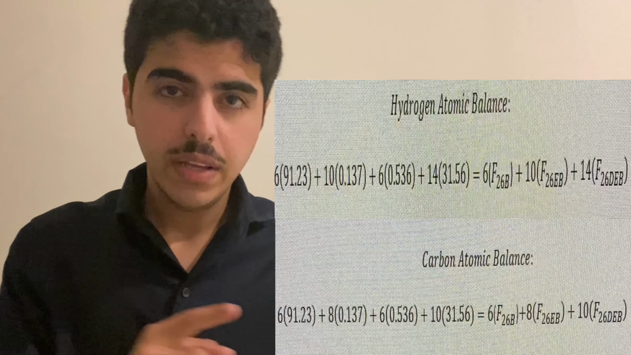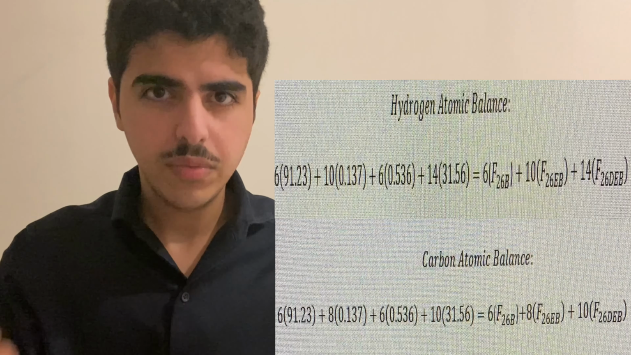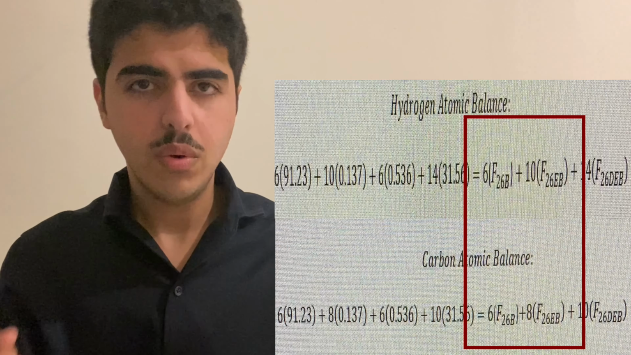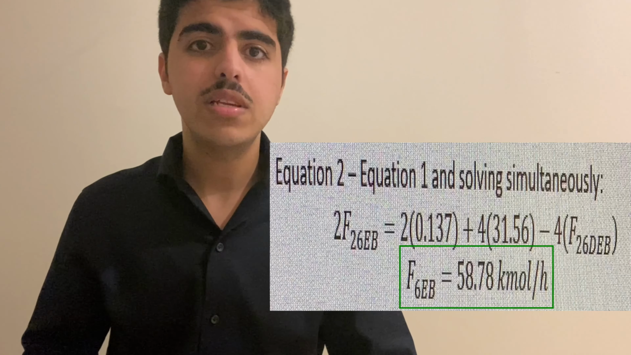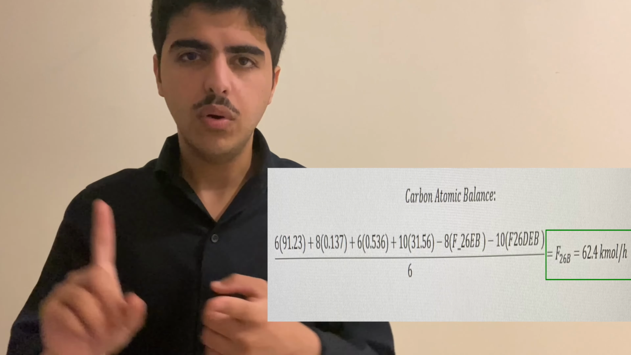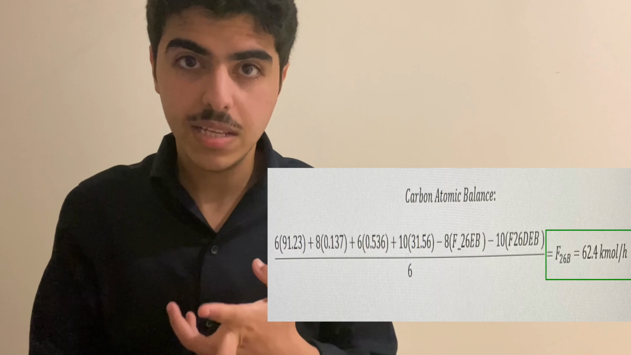We will use it in the atomic balance for the carbon and for the hydrogen. We will have two unknowns and we will have two independent equations, and we will simultaneously solve them together to find the flow of the ethyl benzene and the flow of the benzene leaving the reactor.